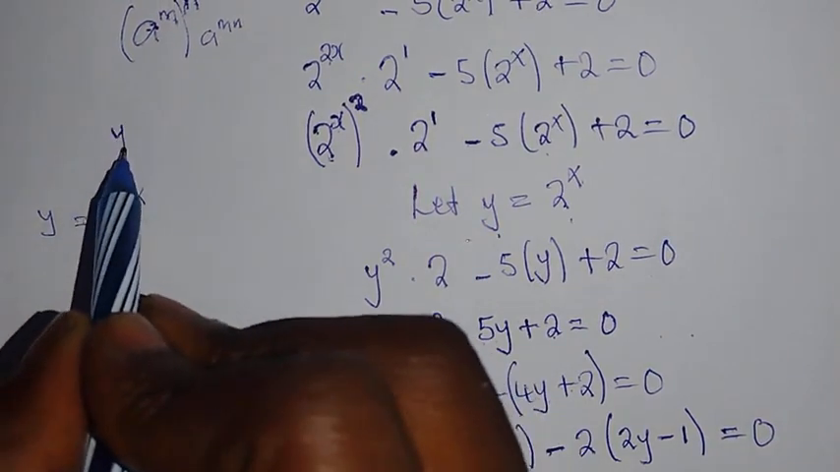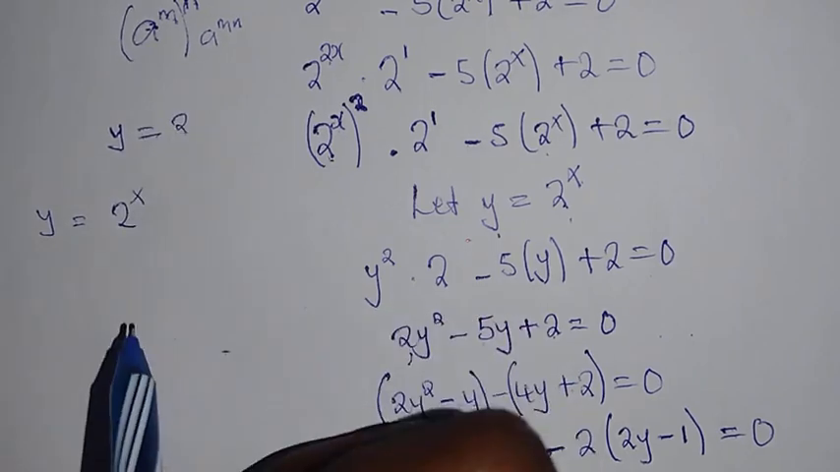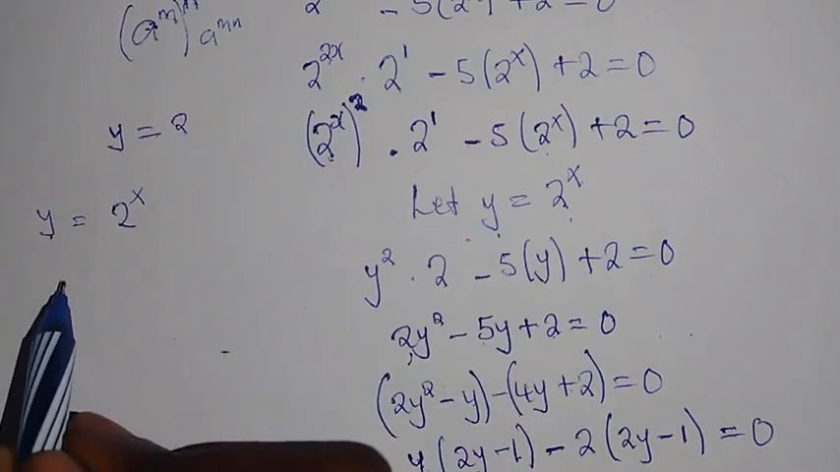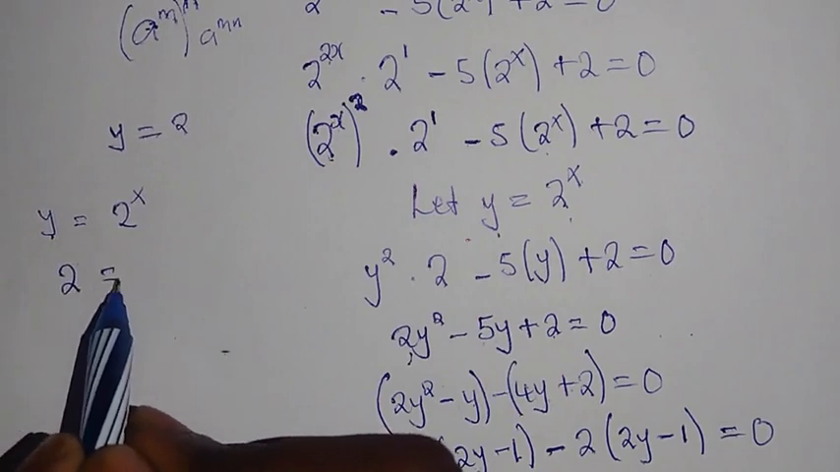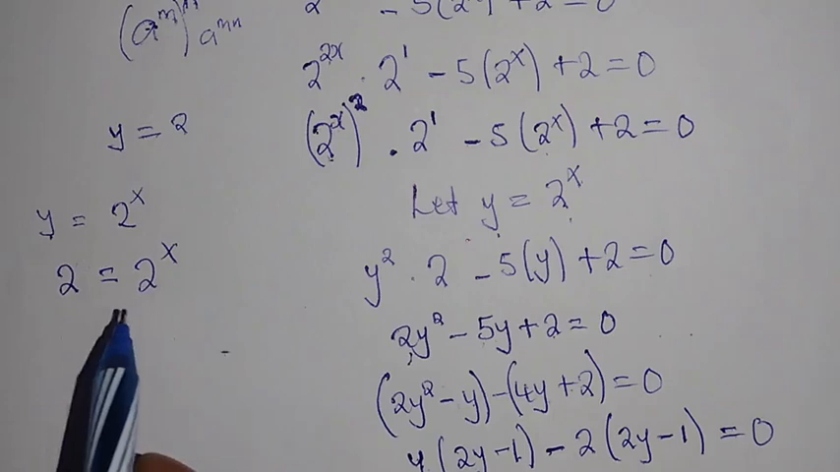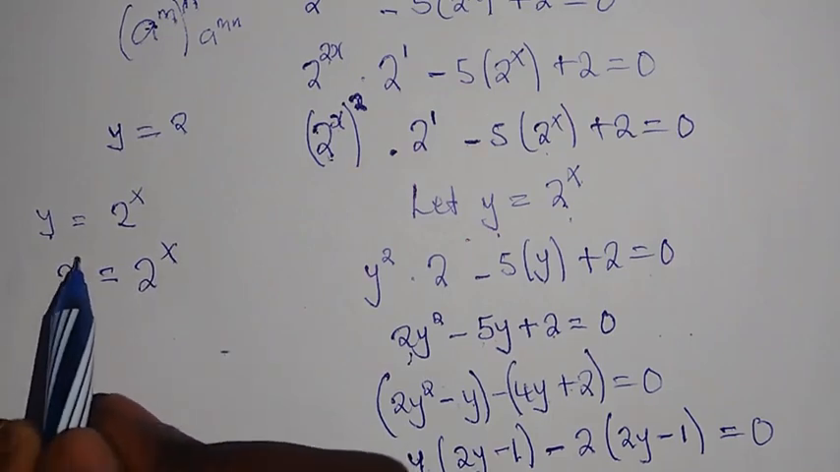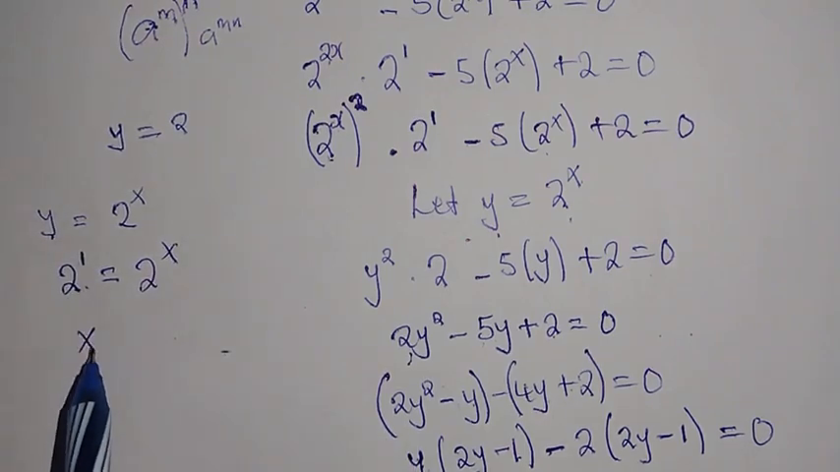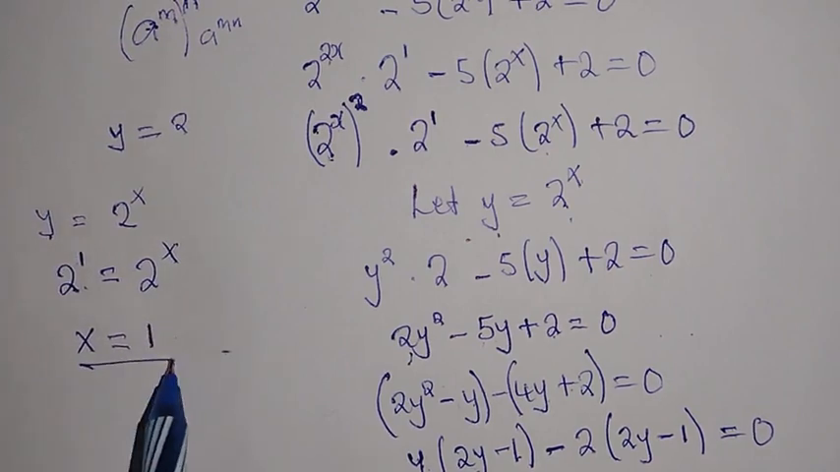So we have y equal to 2. First we'll get this one. Where there is y, you substitute a 2, which is equal to 2 power x. So the bases are the same, meaning that this 2 was raised to the power of 1. So you can equate the powers. x is equal to 1.